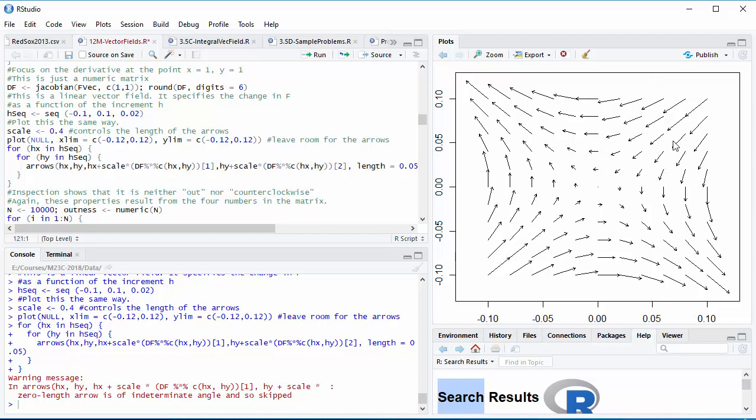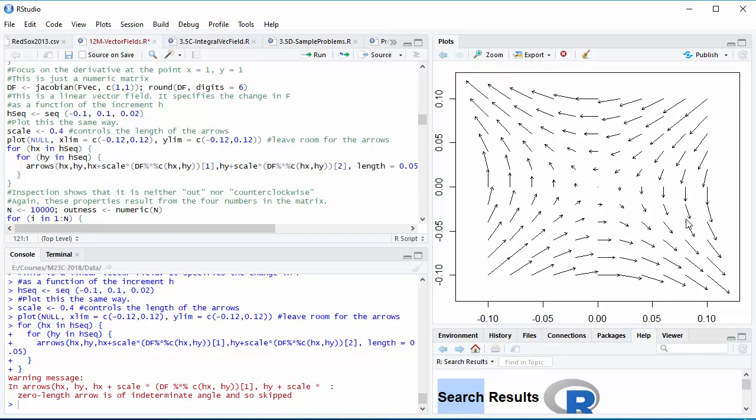Jacobian matrix, and you can see it's got no in or out tendencies to it. It points in on this side, in on this side, but out there and out there. So the average outness looks like 0. Furthermore, it doesn't seem to have any particular counterclockwise or clockwise tendencies. Here it's sort of running counterclockwise, here it's running clockwise.